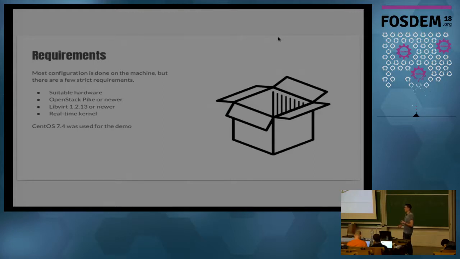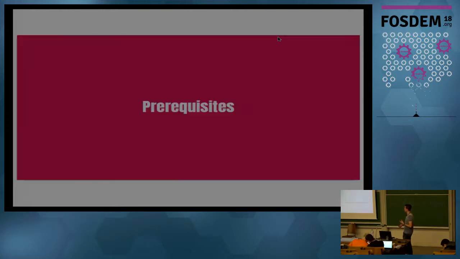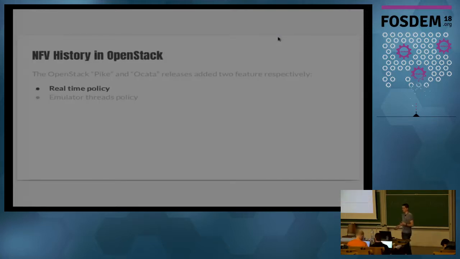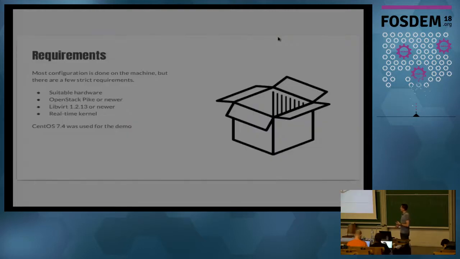All the testing that I did on here was on a standard Intel Xeon-based micro semi server or something. Obviously, you're going to need OpenStack Pike or newer because, as mentioned before, this functionality wasn't available before Pike. You're going to need a recent enough version of libvirt because this all hooks down into libvirt deep down. And then you're going to need a kernel that has the real-time preempt patches applied. CentOS packages this. You can get RHEL versions of this. I don't know about Ubuntu. But I did all my testing for this on the CentOS 7.4 distro.